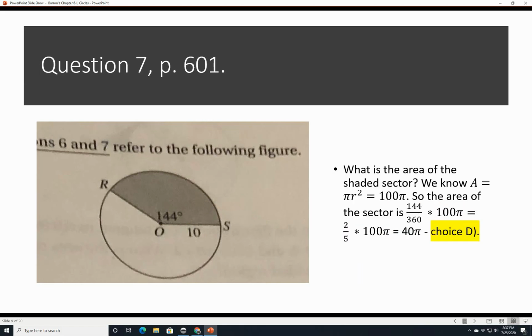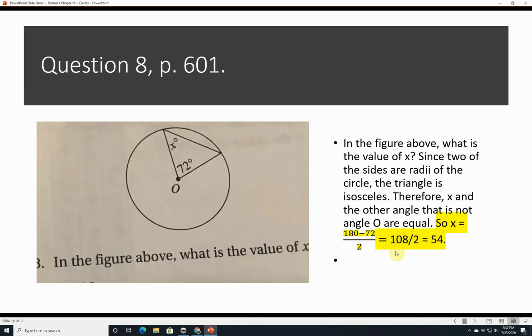Question 7. What is the area of the shaded sector? We already know this is the same diagram as question 6. So A is equal to pi r squared, so 10 squared is 100, so the area has to be 100 pi. So the area of the sector is 144 over 360 times 100 pi. We already know that 144 over 360 is the same as 2/5, so 2/5 times 100 pi is 40 pi, which is choice D.